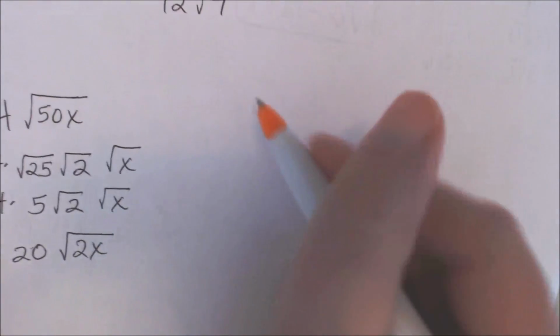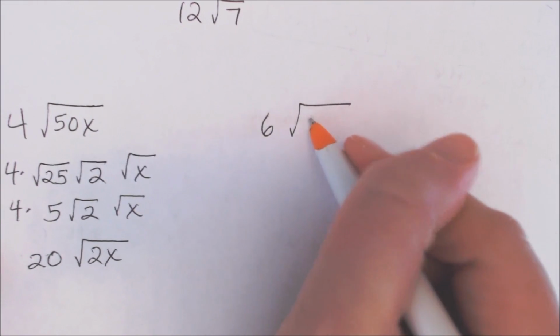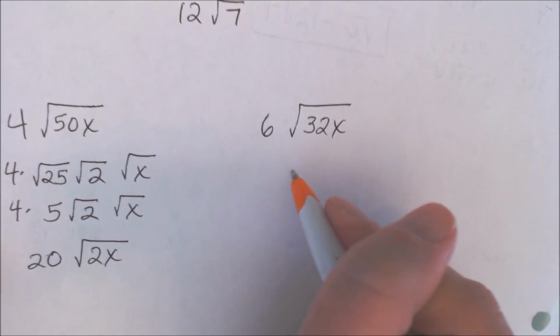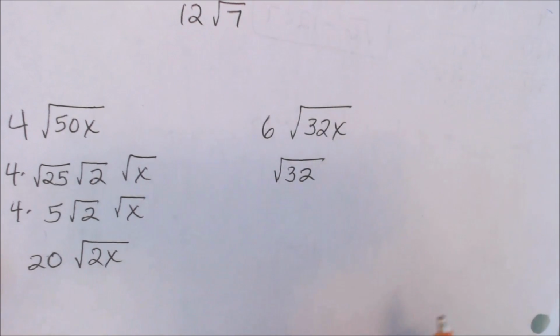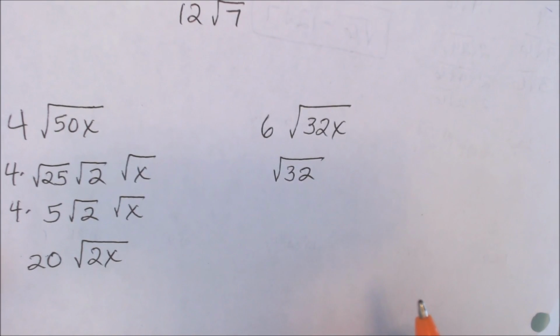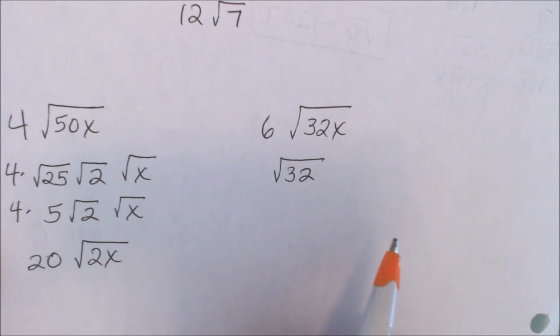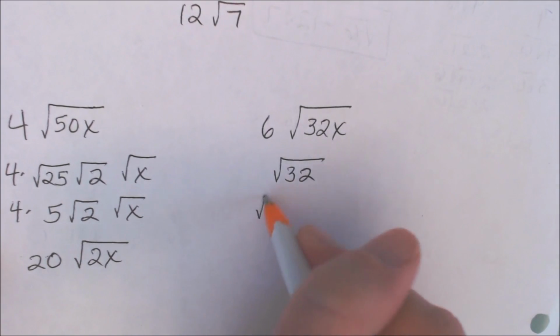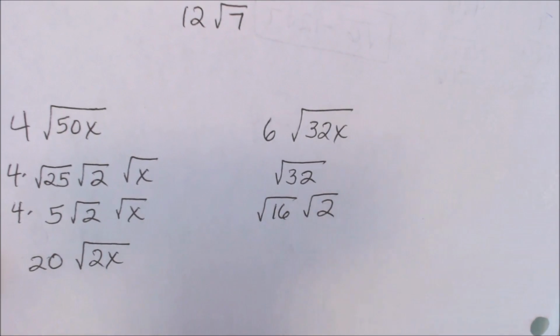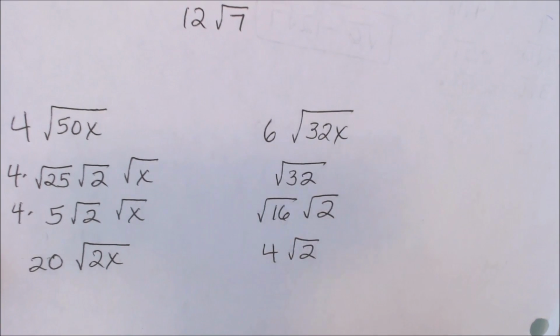We have 6 times the square root of 32x. So I'm going to just work with the 32 for a second. I'm going to break that down. Notice that 4 goes into 32, but so does 16. So when you simplify these, you want to pick the biggest perfect square that goes into that number. 4 will work, but 16 is better. If we use 4, we're going to have to simplify it again. So if you pick the biggest perfect square factor, then you're only going to have to simplify it the one time. 16 times 2 is 32. So that breaks down into 4 times the square root of 2.